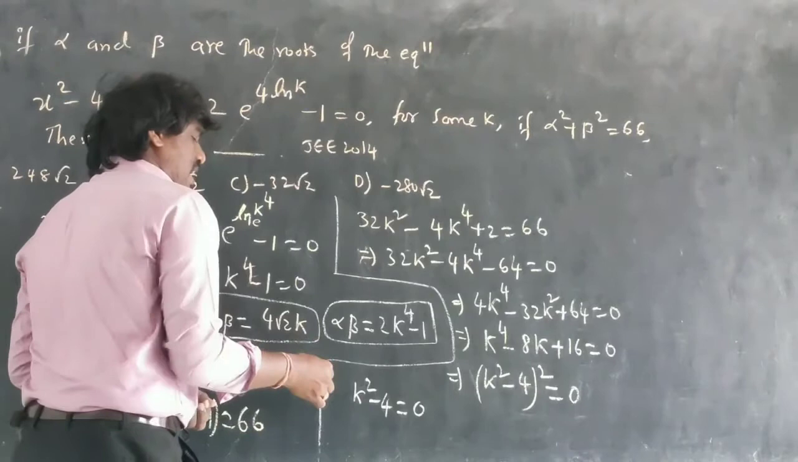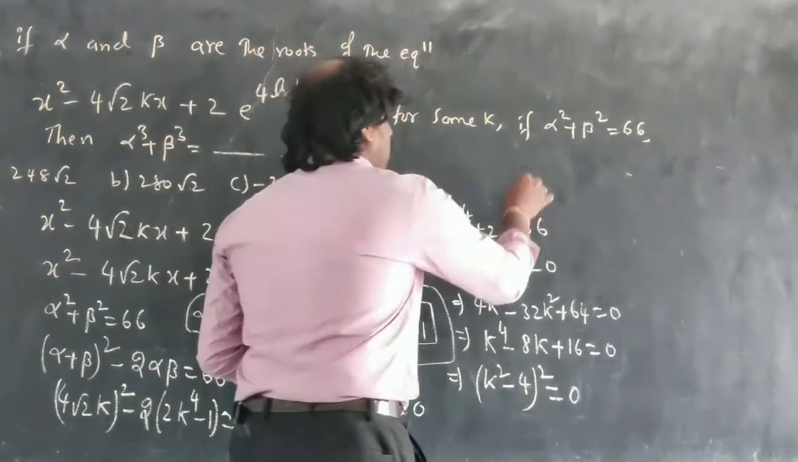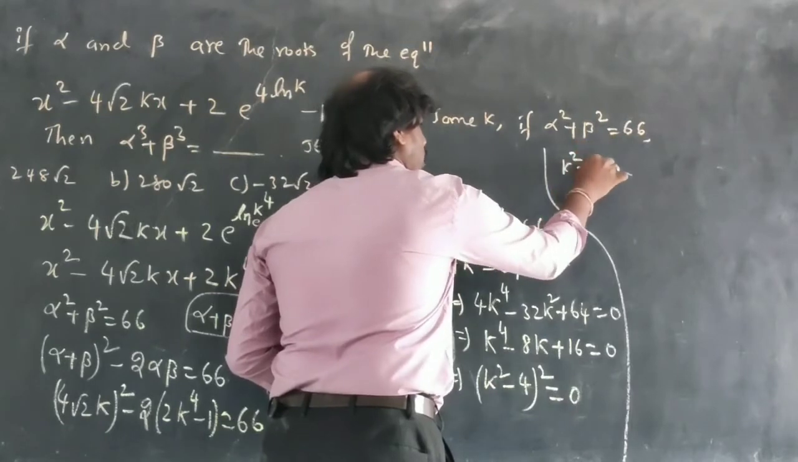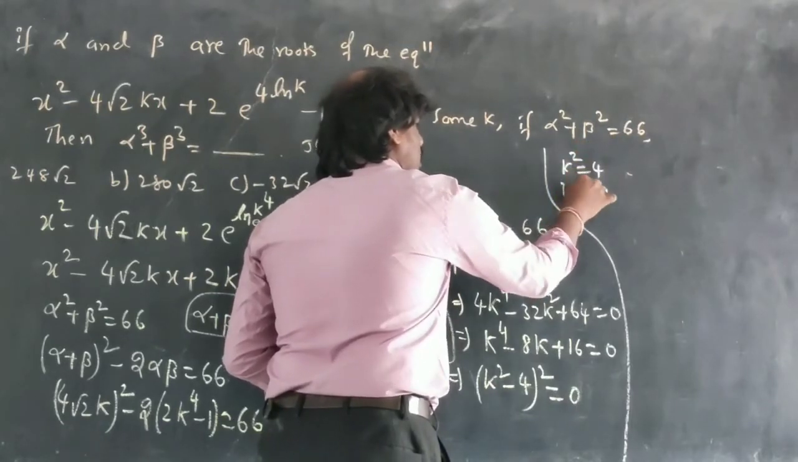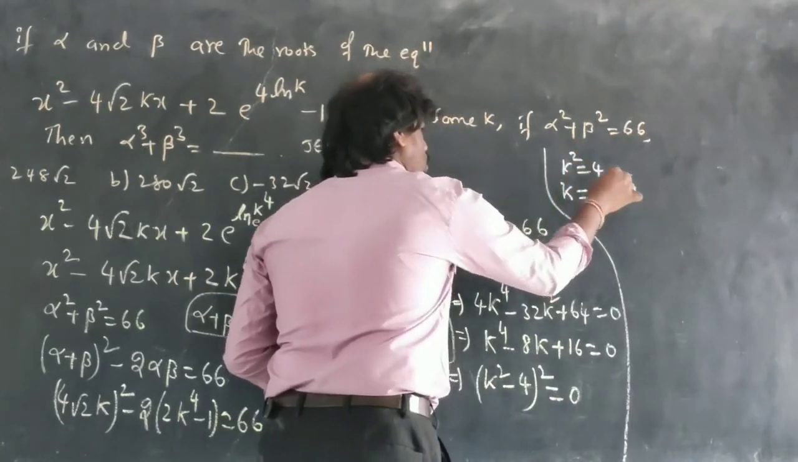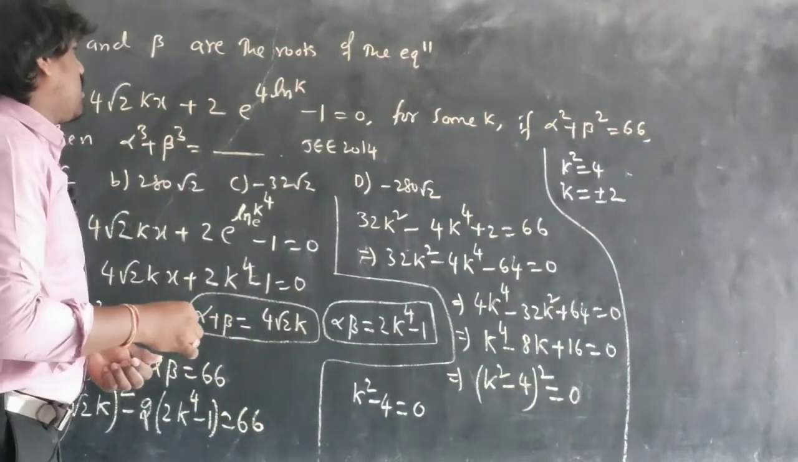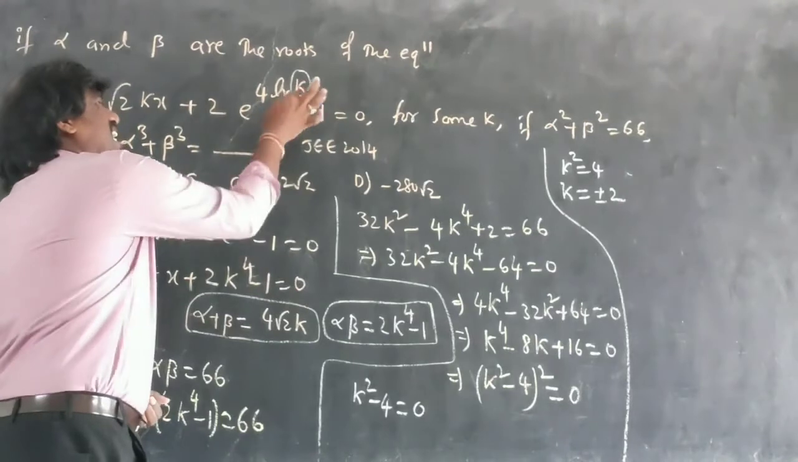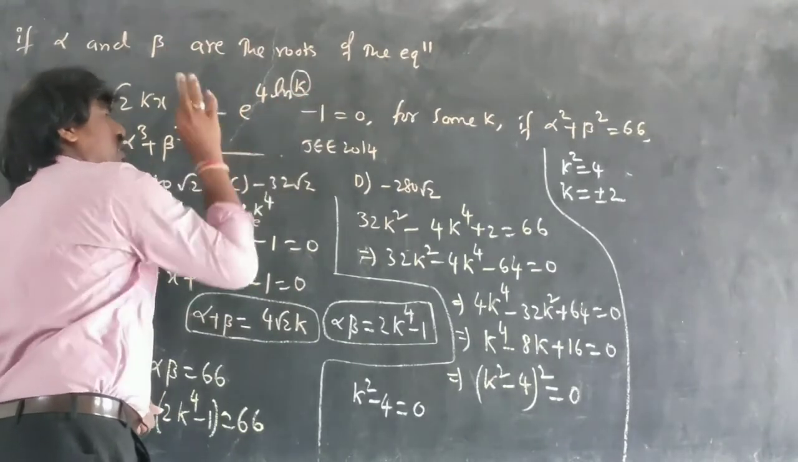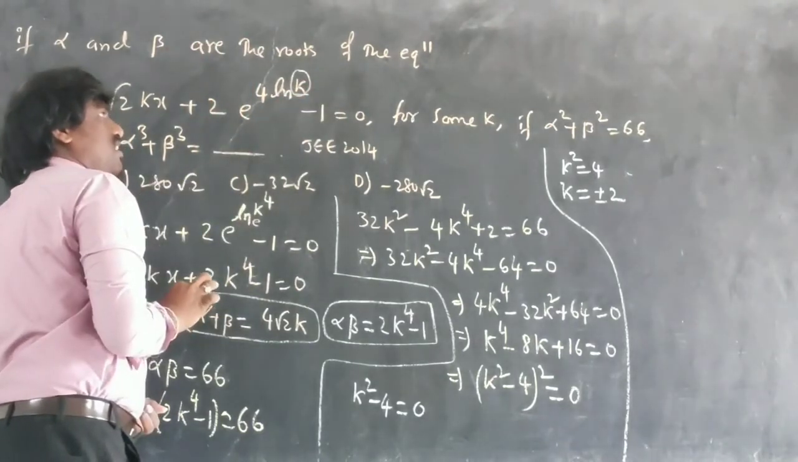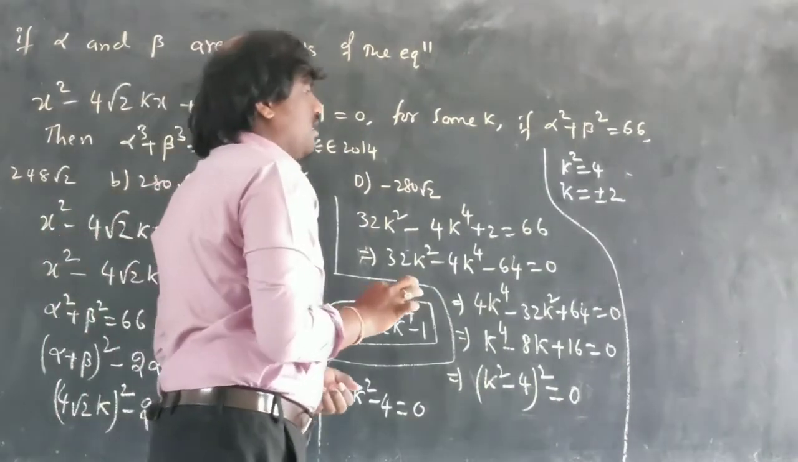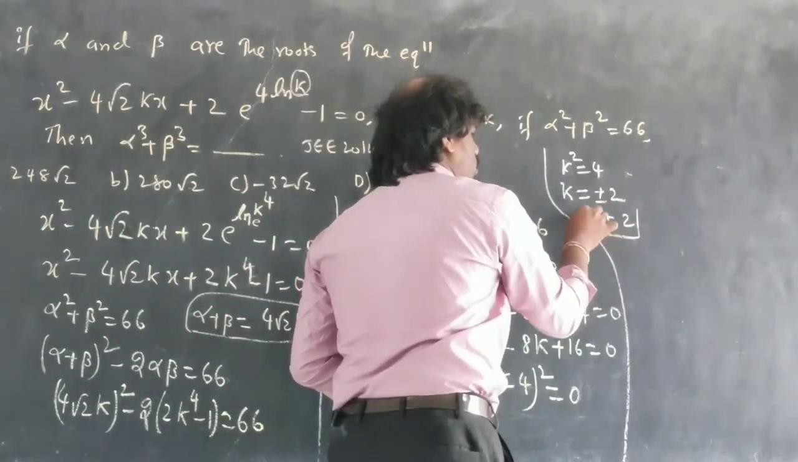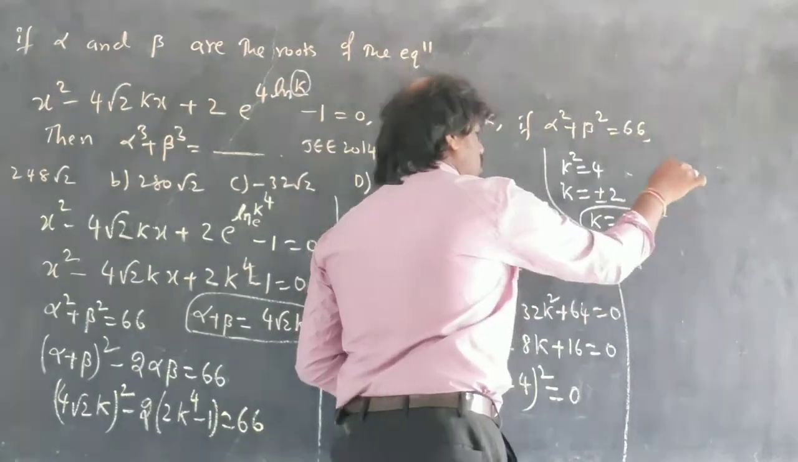So k square value I got is 4. It means the k value is plus or minus 2. But you can see k is inside the log, so k cannot be negative here, because the log must be defined. So negative k is ruled out, and k is equal to 2 is your answer.